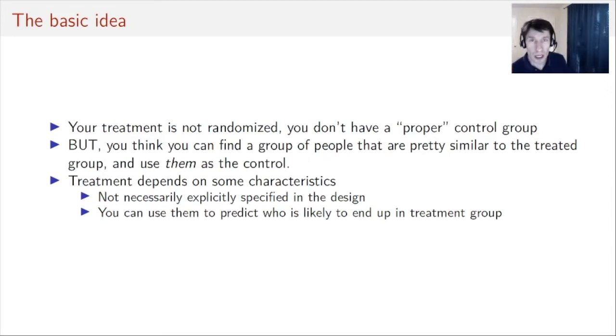And why would you be able to do that? Well, because your treatment might depend on some characteristics. This is not explicitly specified in the design of the treatment, but it might end up being so. And so you could use these characteristics to predict who is likely to be treated and who is likely to end up in the treatment group. So if you find people who have these characteristics, you can imagine that they are like a control group.